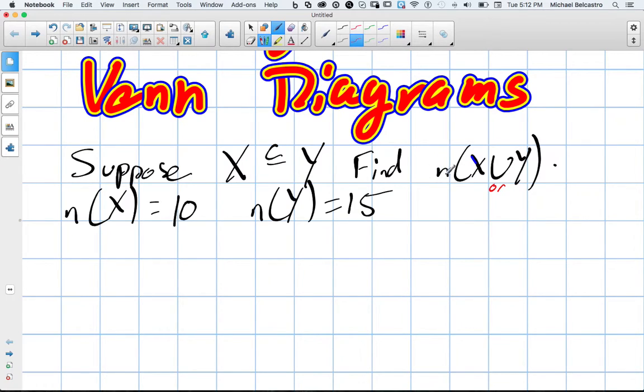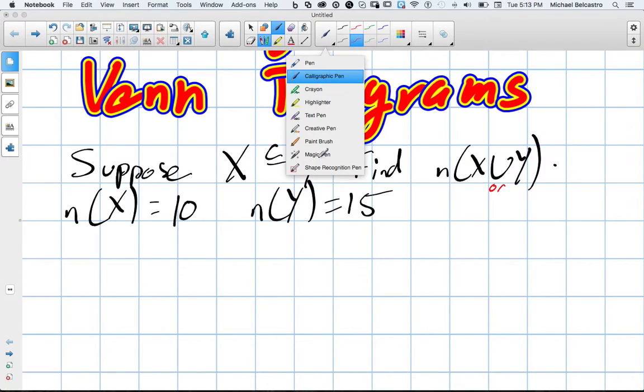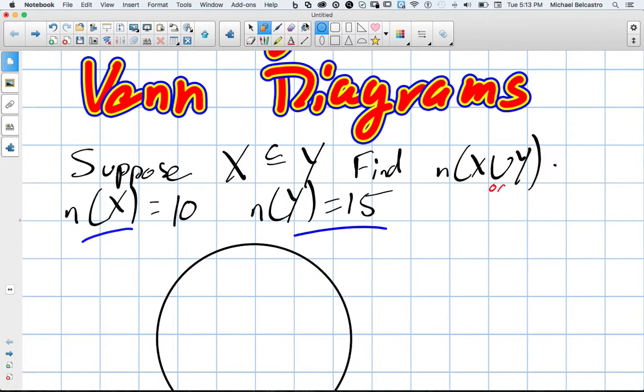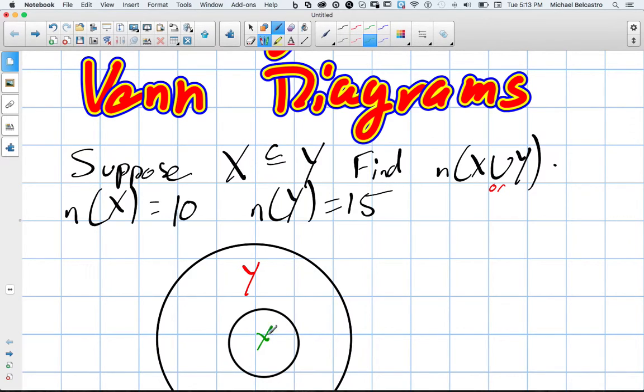So find out the number of options of x or y when there are 10 units in x and 15 units in y. So when something is a subset, okay, here's our larger circle. We'll say that this represents the y, and our subset, which is x, is completely contained within it. So here's our value of x.